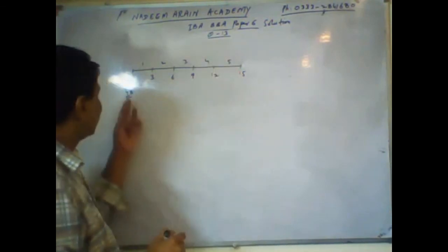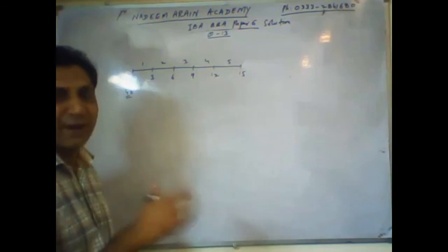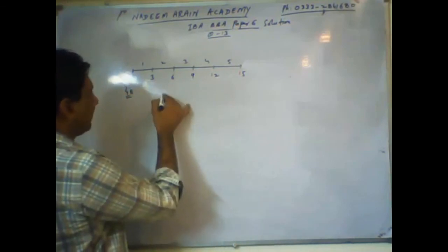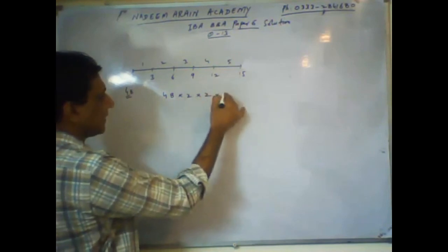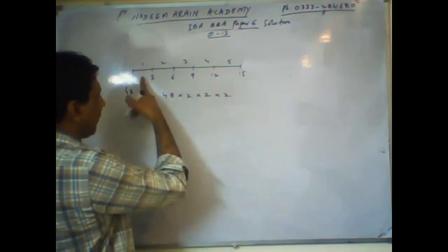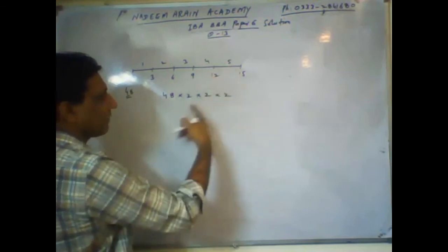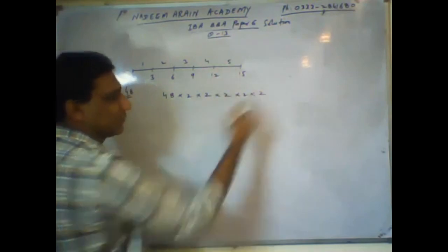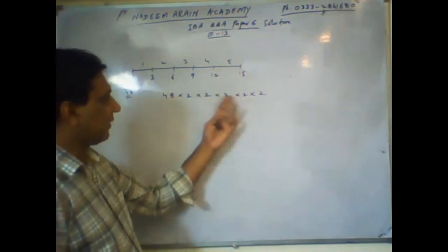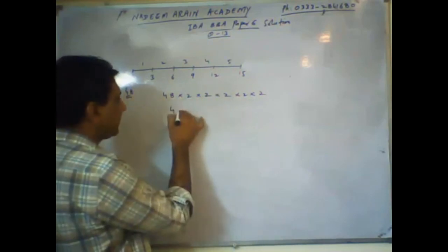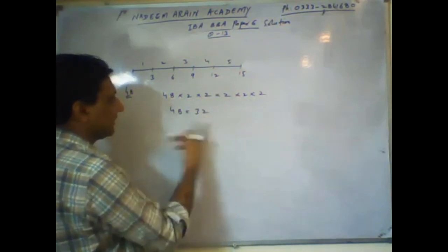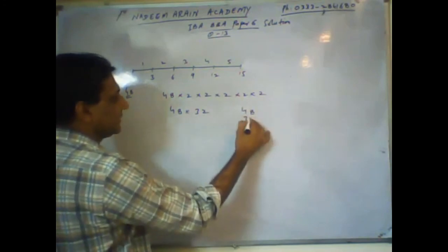So you have to double this bacteria 5 times. So 48 multiplied by 2 multiplied by 2 multiplied by 2. Okay, 1, 2, 3, 4, 5, 5 times. 2 multiplied by 2, 4, 8, 16, 32. So you have to multiply 48 by 32. So multiply them, 48 multiplied by 32.